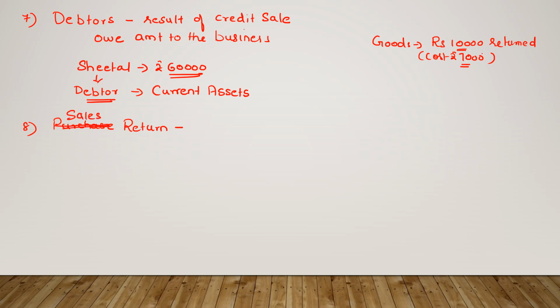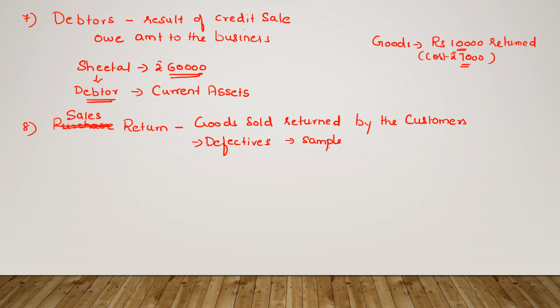Now goods were returned by the customer, the goods which have been sold. So goods sold, returned by the customers, is put into sales return. Why would customers return goods? It might be because there might be some defects in it. So maybe the goods are defective, or it might not be as per the sample.